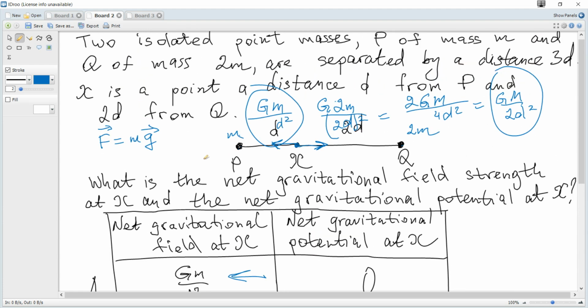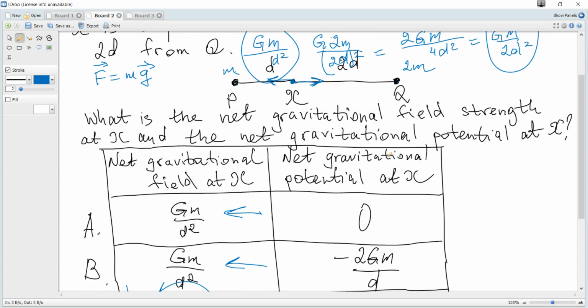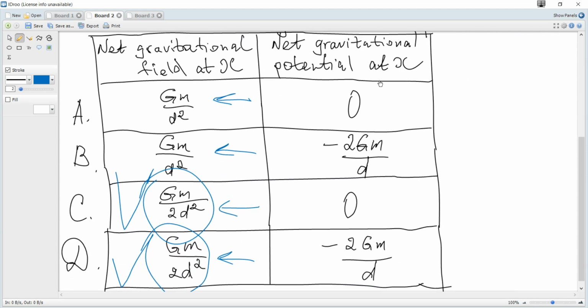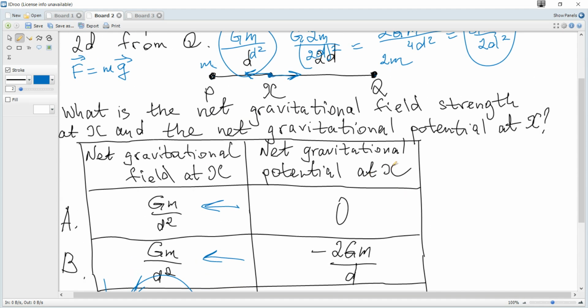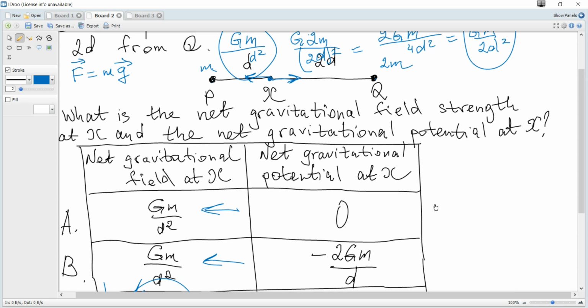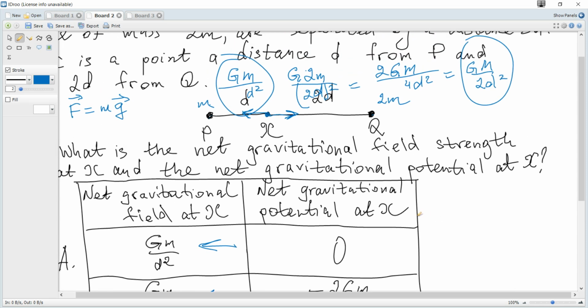It's like a force of 10 newtons to the left and 5 newtons to the right. So the resultant force is 5 newtons to the left. And what about gravitational potential? Potential is a scalar, not a vector quantity. It has magnitude only, and the resultant potential is just the sum of individual potentials.